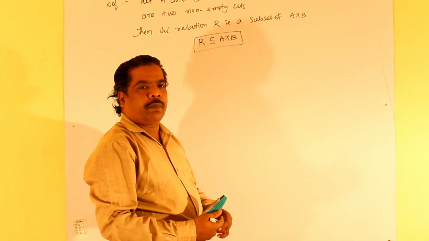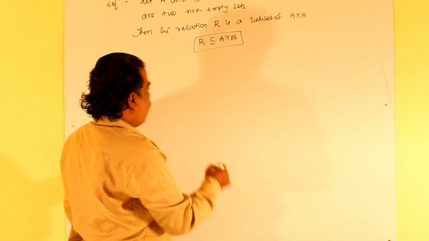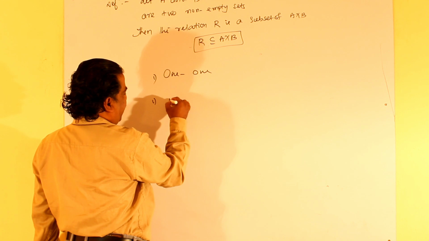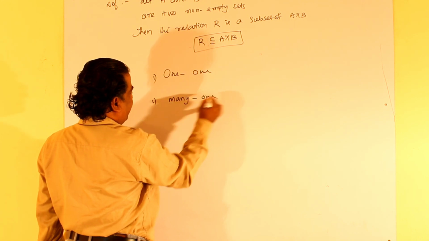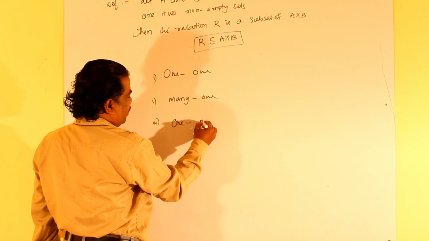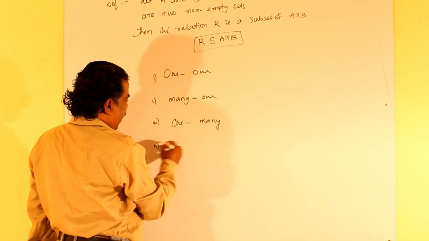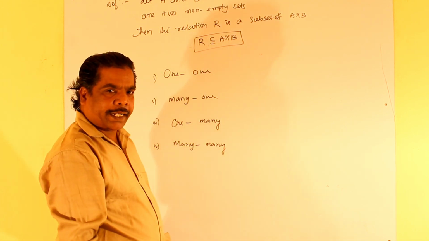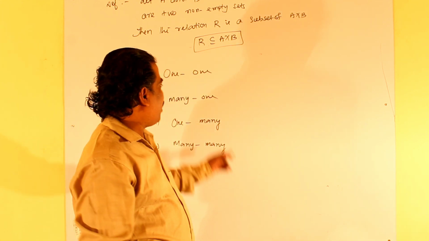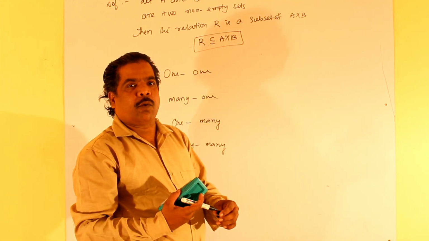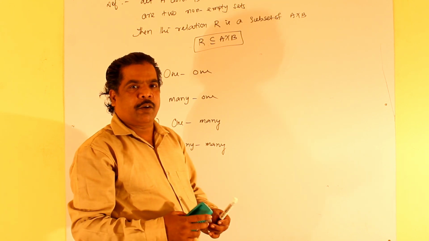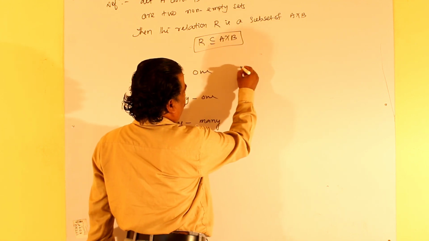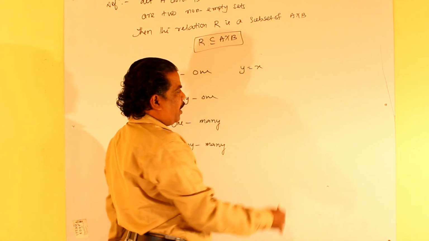There are four categories of relations: one-one relation, many-one relation, one-many relation, and many-many relation. There are four types of relations. One-one relations: students and roll numbers are one-one relations. Husband and wife in one relation are one-one. Suppose f(x) = x, or y = x, this rule is one-one.